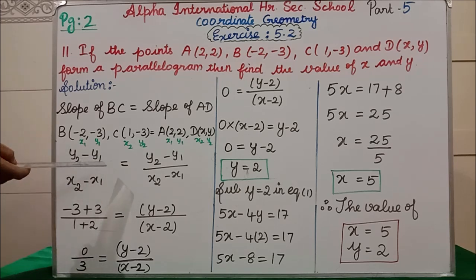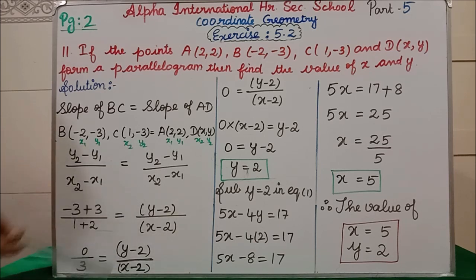y2 minus y1 divided by x2 minus x1. On both sides we are going to apply the same formula only. What is y2? Minus 3. What is y1? Minus 3. So here 1 minus becomes plus. Minus 3 plus 3 divided by x2, which is 1. The x1 value is minus, so in the formula 1 minus becomes plus 2. Equal to that side.